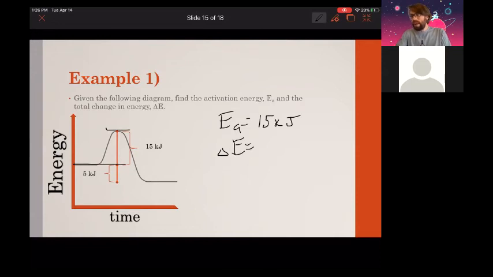And what's delta E? Well, that's from that first line to the products, which you can see is negative 5 kilojoules, because we're looking at it in the down version, right? We've got to add that negative sign there just to keep track of whether it's losing or gaining energy, because that is a difference.